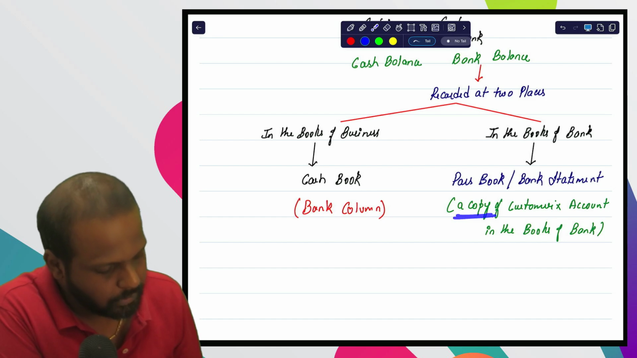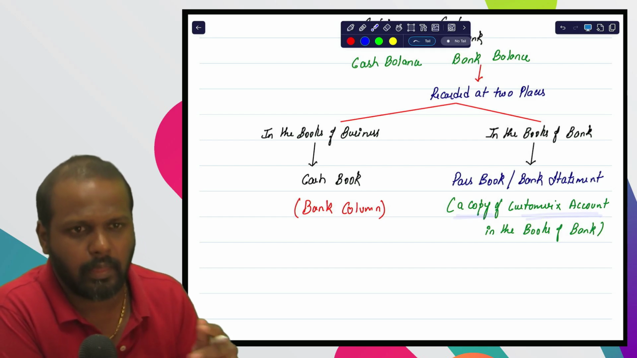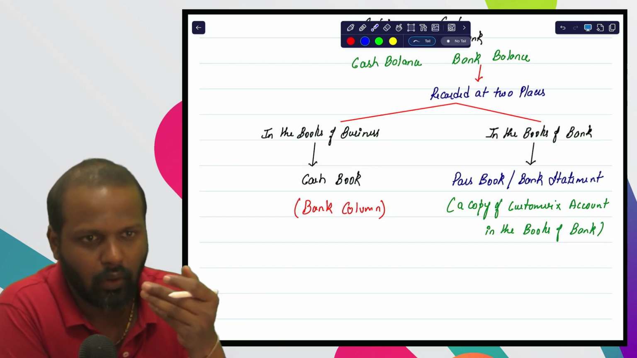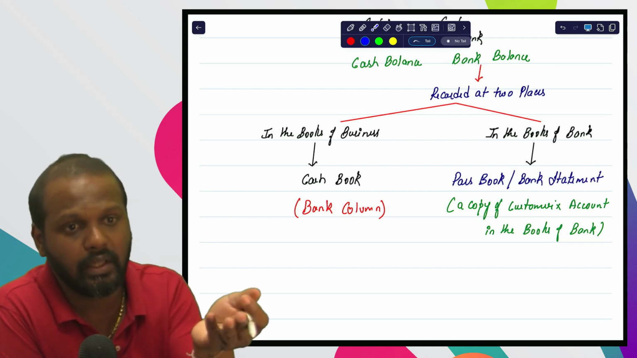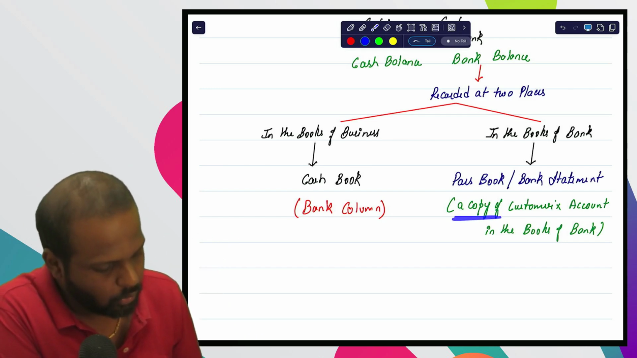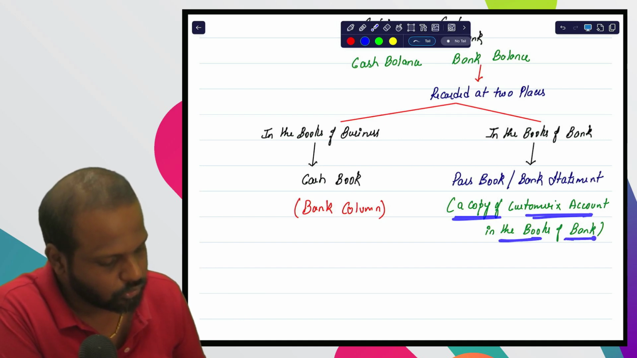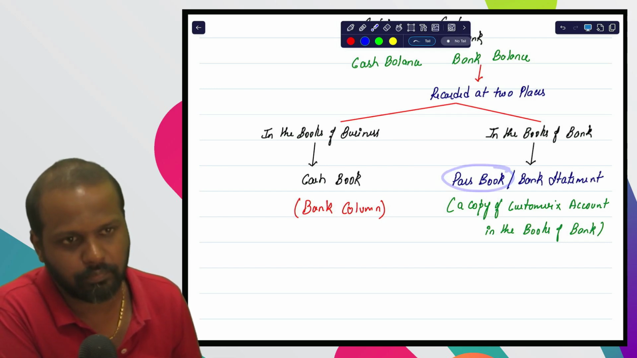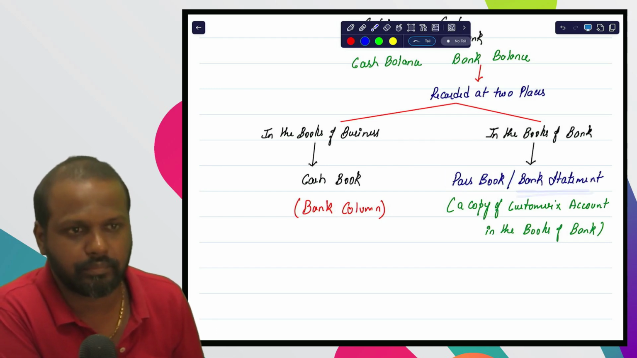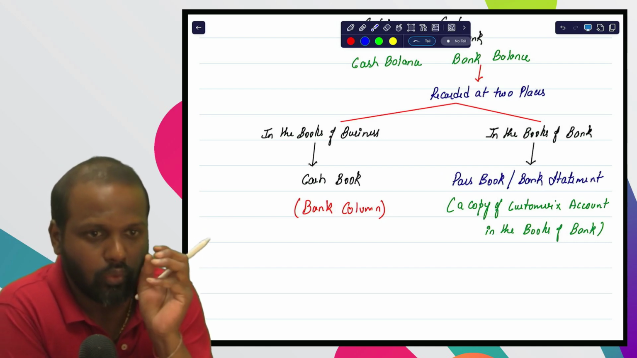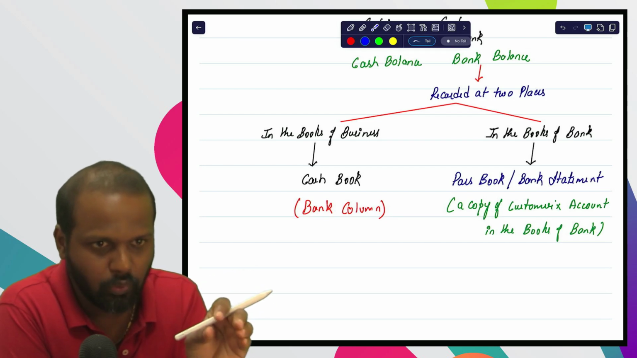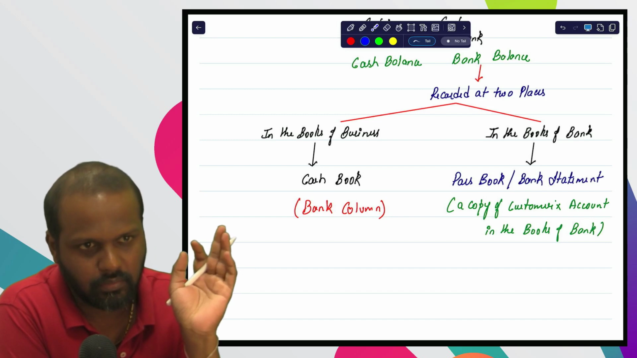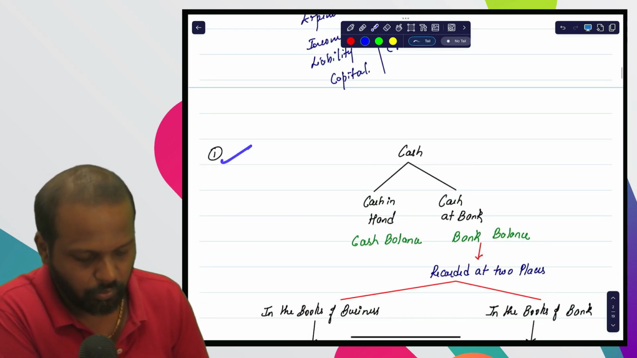So a copy of our account, the customer's account. Customer's account means the business which has opened the account in the bank. Our account which is opened in the bank. A copy of our account maintained in the books of the bank is going to be given by the bank to us, and that is called the passbook, or you can say bank statement. So whatever accounts the bank has maintained in its books, a copy of that will be given to us. I hope the first point is clear to you.